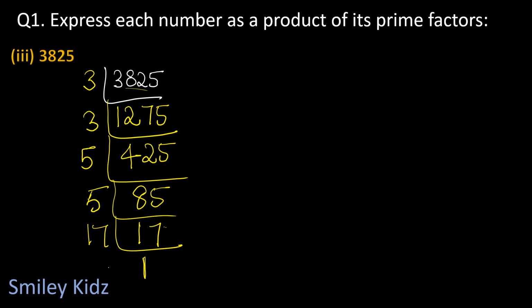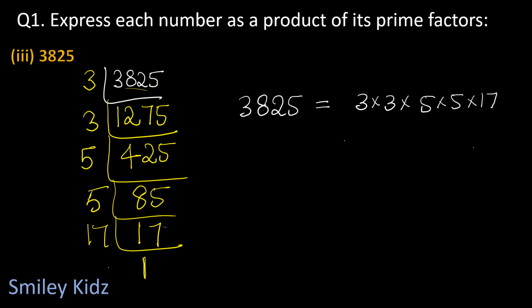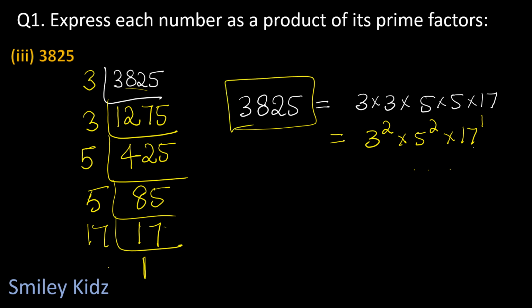How easy it was. So it is important to know the divisibility rules to solve bigger numbers like this. Now what will be the prime factorization of 3825? 3825 is equal to 3 into 3 into 5 into 5 into 17. Now what is this also expressed as? It can be expressed as 3 square times 5 square times 17 to the power of 1. Therefore, the prime factorization of 3825 is 3 square times 5 square times 17.